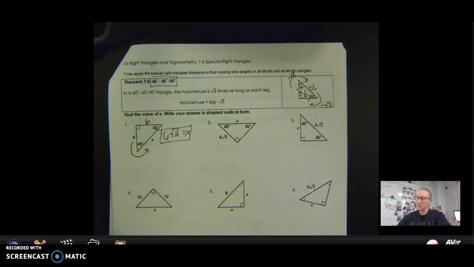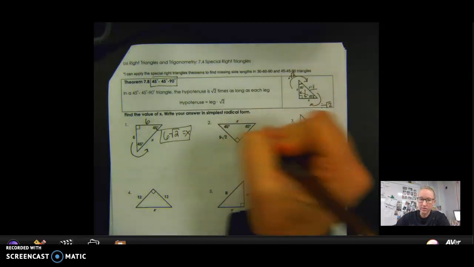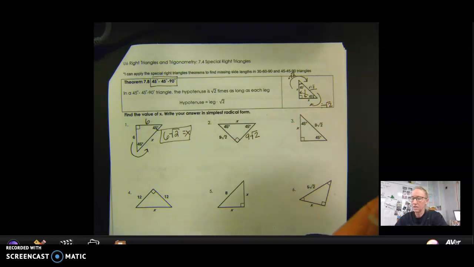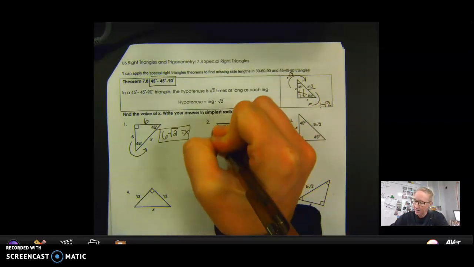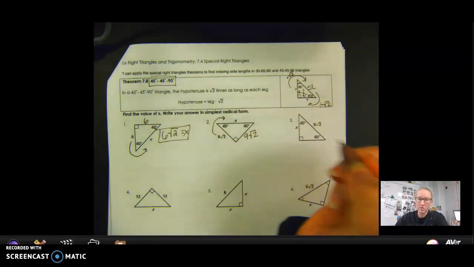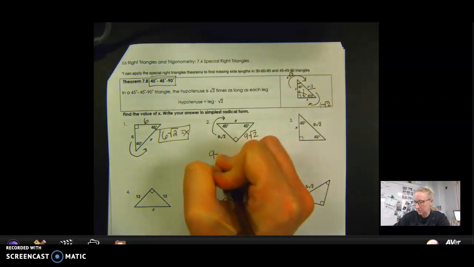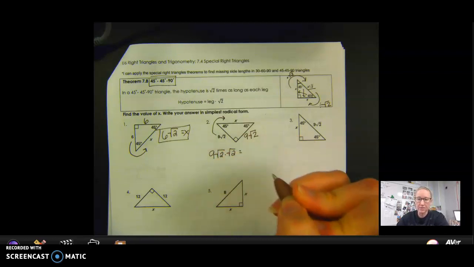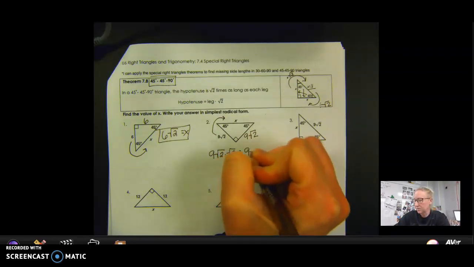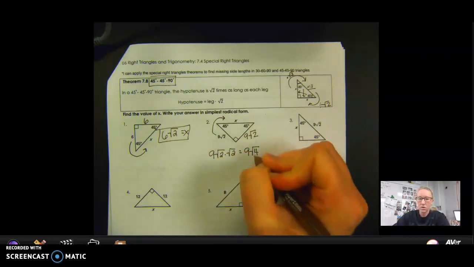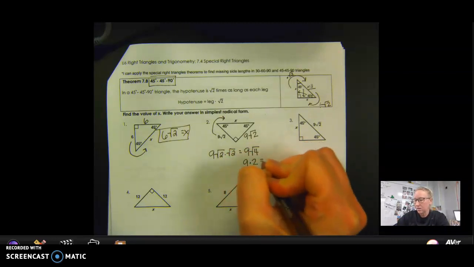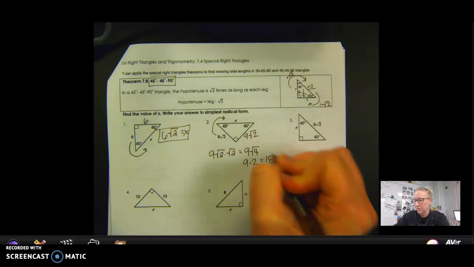Okay. Number 2, 45, 45, 90 again. So this leg is going to be congruent to this leg, so that's going to be 9 square roots of 2. Now, I have to multiply by the square root of 2 to get to x. So I'm going to do 9 square roots of 2 times the square root of 2. So now we have to think back to that radical mini unit. That gives me 9 square roots of 4. The square root of 4 is 2, so that's really 9 times 2, which equals 18. So x equals 18.